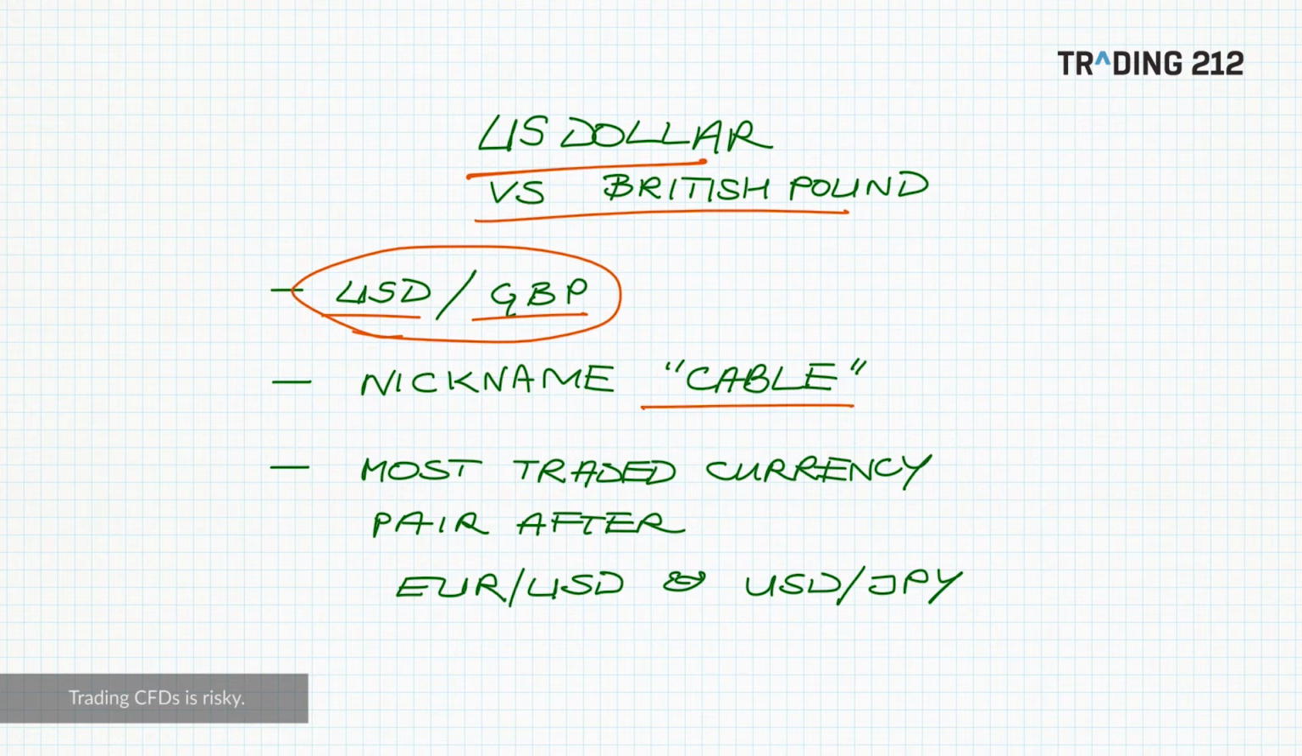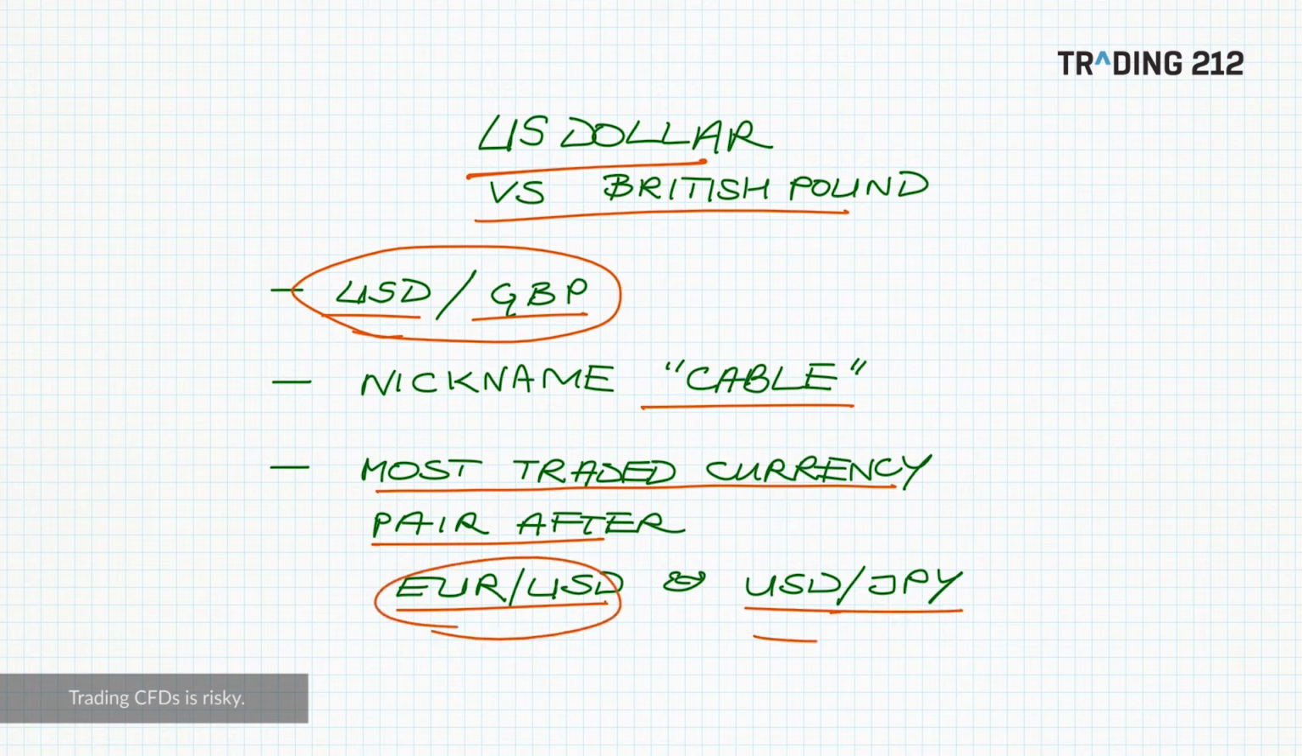It's derived from when the pound against the dollar exchange rates were first being transmitted across the Atlantic by telegraphic cable on the seabed. On FX desks and trading floors, cable is a very common slang term for GBP USD. And cable is the most traded currency pair after euro dollar and dollar yen. Euro dollar is the most traded, dollar yen holds the number 2 spot, and cable is in third place.